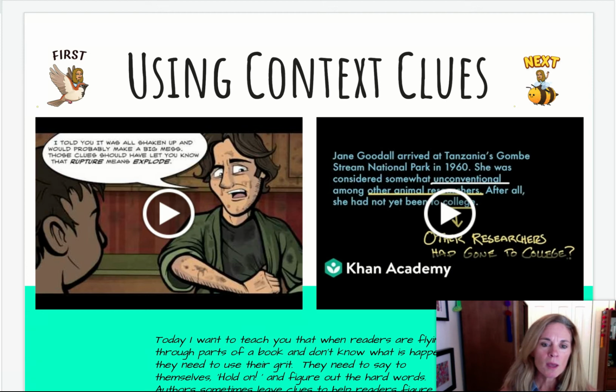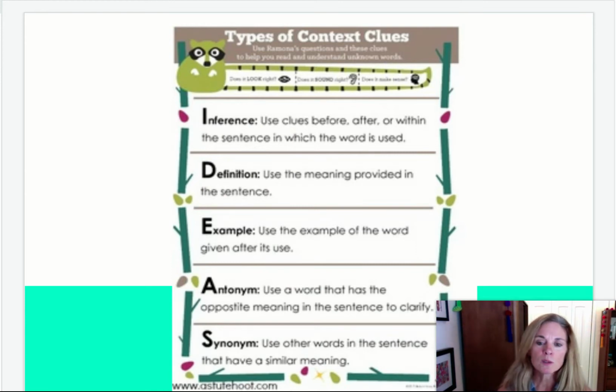So today I want to teach you that when readers are flying past parts of books and they don't know what's happening, they have to use their grit, but they also have to hold on and just say, okay, I've got to figure this out. And I know some ways that I can do that. So some of the ways that you can do that are using something called inference. Can you say inference? I heard you. Inference is using the clues before or after or in a sentence where the word is. And that's what we did with the national anthem. And I think you probably do that all the time. You just didn't know it was called inference.